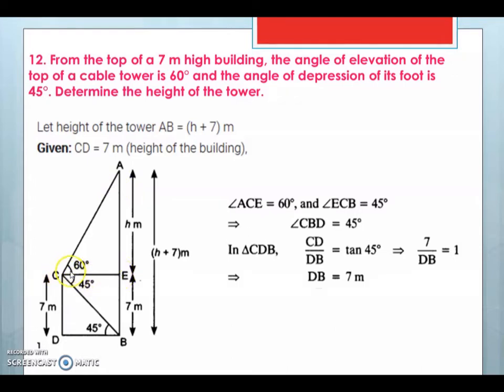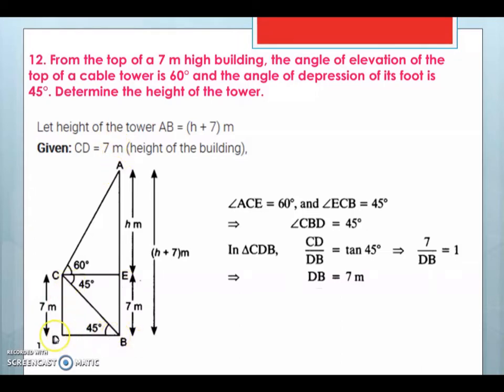Okay, so this angle is 60 degrees. The angle of depression of its foot is 45 degrees. So angle of depression is when you go downwards like this. This is the line of sight and this is the horizontal. So this is the angle of depression, 45 degrees. Determine the height of the tower. That means this height AB you have to determine.